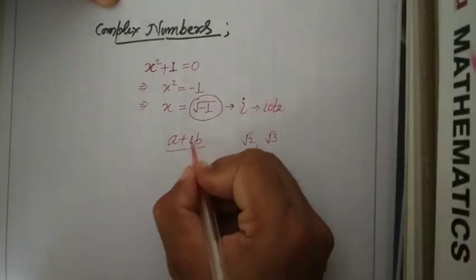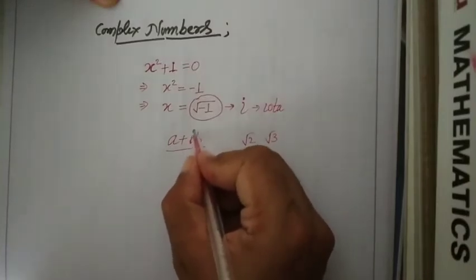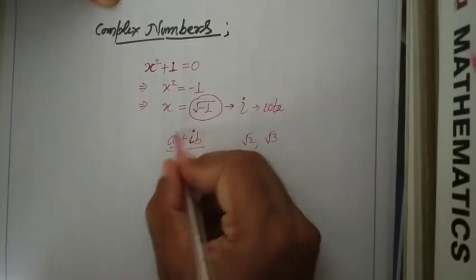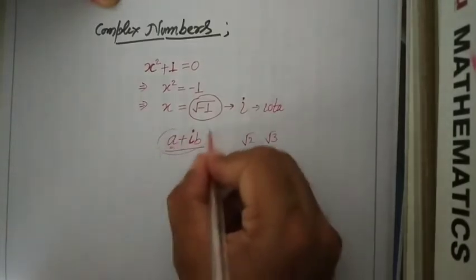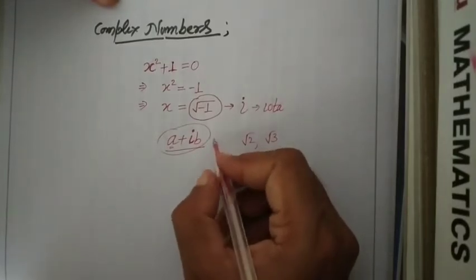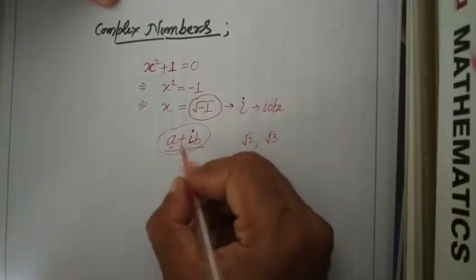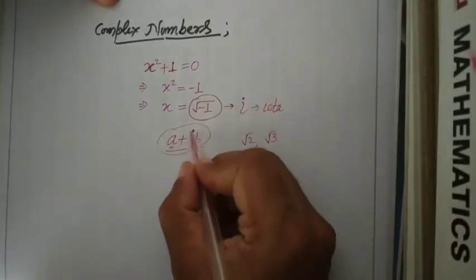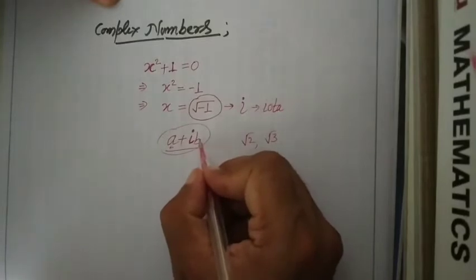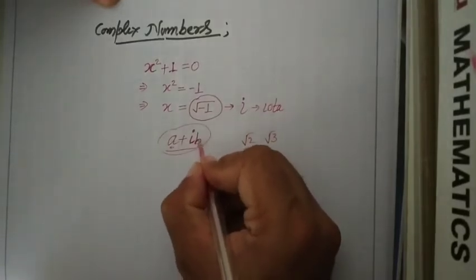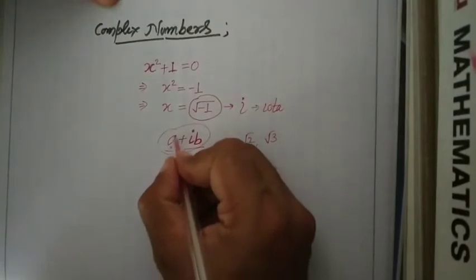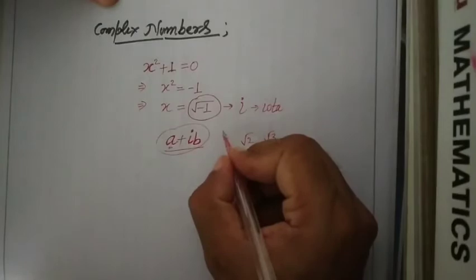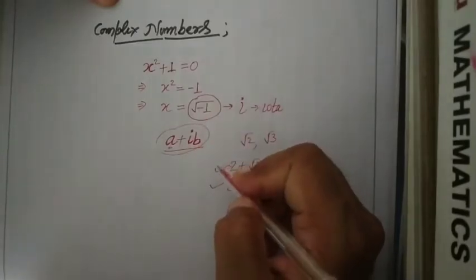Similarly, if one part is imaginary or complex and the other part is even real, then the sum of those two will ultimately be a complex number. So in general, we represent a general complex number in the form a plus ib, where a is the real part and ib is the imaginary part, where a and b are some real numbers, coefficients. So these are the representation and notation of complex numbers.